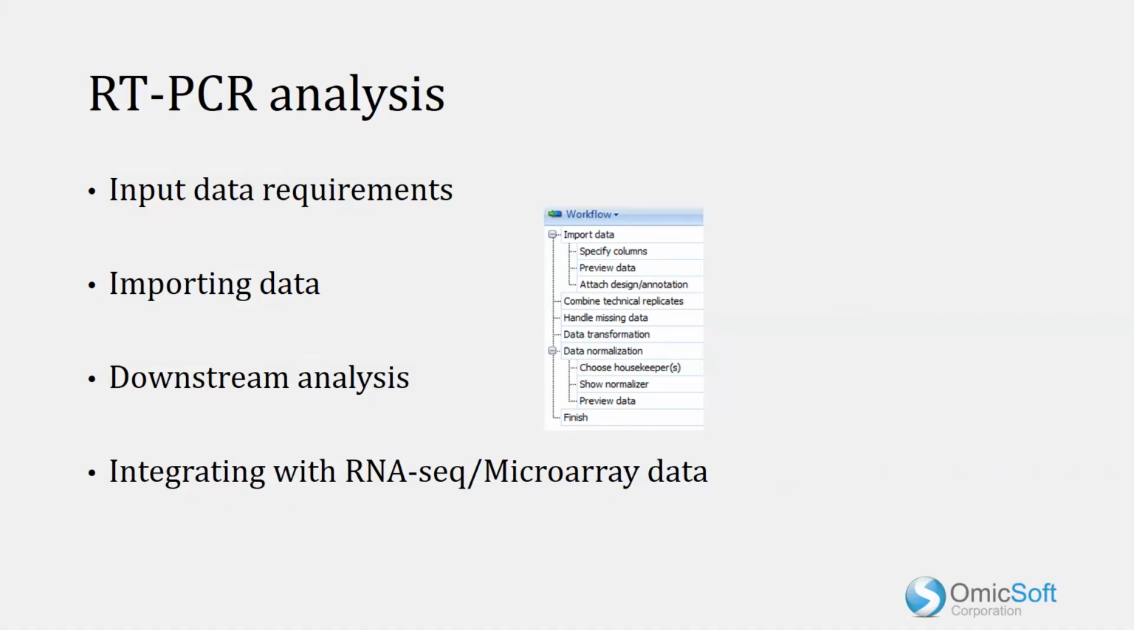This tutorial series will provide a walkthrough of Array Studio's RT-PCR analysis pipeline. The goal is to import the RT-PCR data, then normalize and transform it, resulting in an omic data object of relative abundance values.